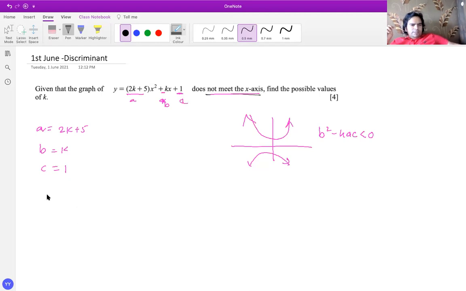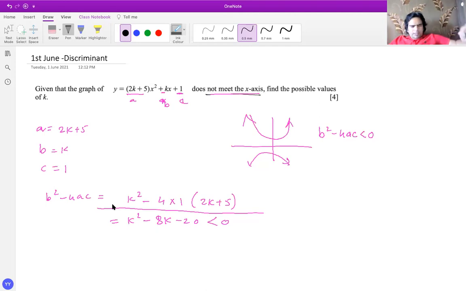So when you're finding the discriminant, b squared minus 4ac will be basically k squared minus 4 times 1 times (2k plus 5), which is k squared minus 8k minus 20. So we get k squared minus 8k minus 20 less than 0. Up till this step, whatever we did, we forget about it now. What we have is k squared minus 8k minus 20 less than 0. Now, you're basically going to find out the roots of this equation first.